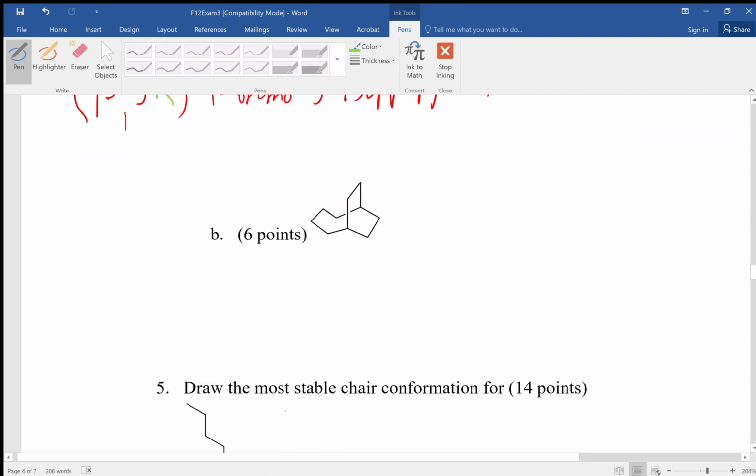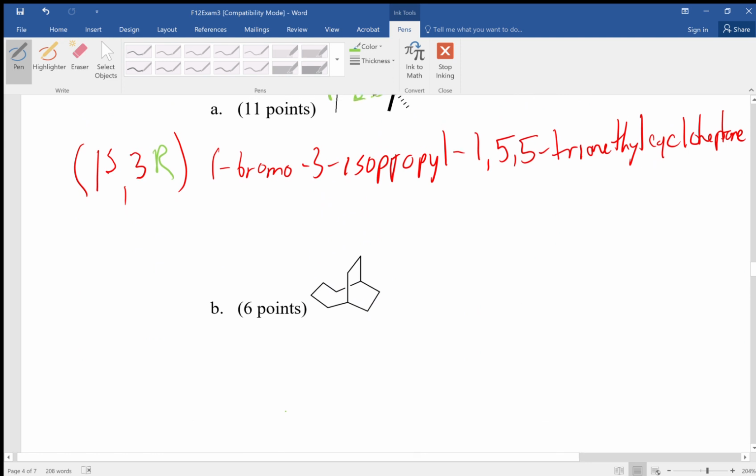In part B, we have a bicyclic compound. So in a bicyclic compound, the first thing we need to do is count all of the carbons within all of the rings. Now, how do we know this is a bicyclic compound, which we use the term bicyclo? Well, if we cut two of the bonds in this structure, we can get to an acyclic species. And so that's how we define that.